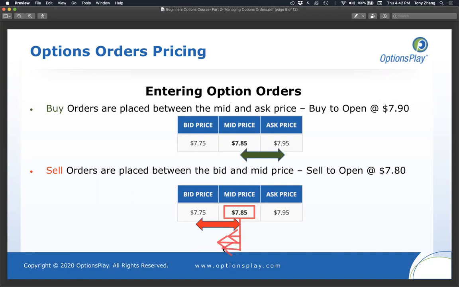But you want to always try to get a higher price, because whenever you're selling, you want to sell it for the highest possible price. You don't want to just immediately sell it at the lowest possible price. $7.75 is the price that you can sell it immediately at. But if you're willing to wait, you can always try to get yourself a better price. So whenever we're selling, we start at the midpoint and we work our way lower.